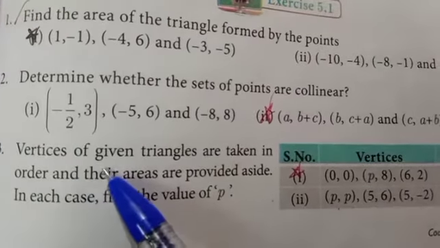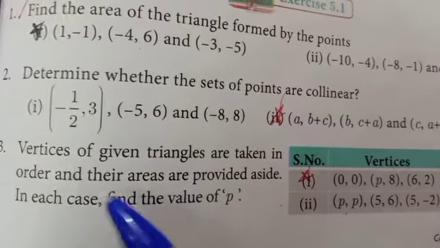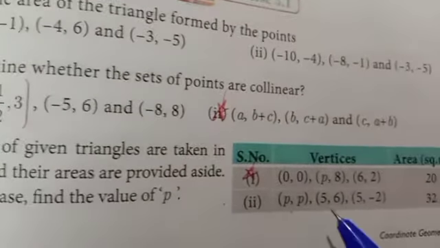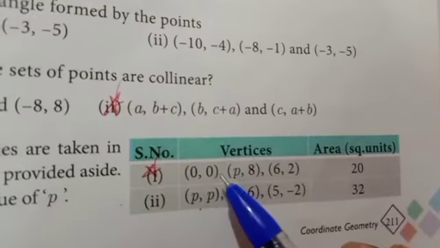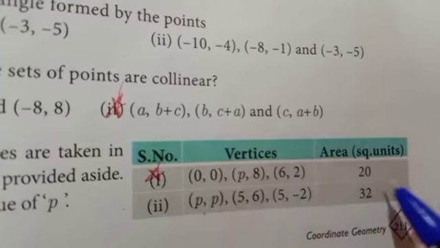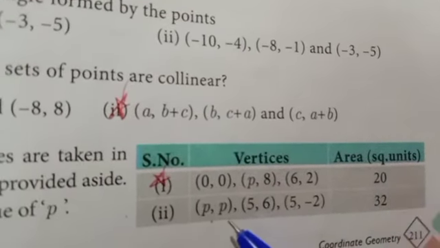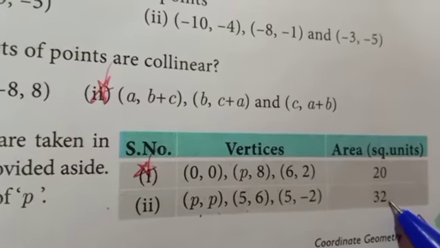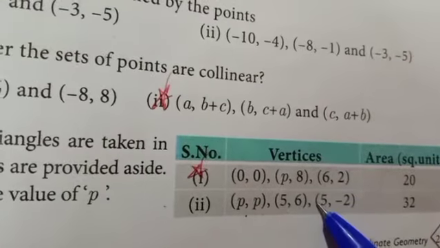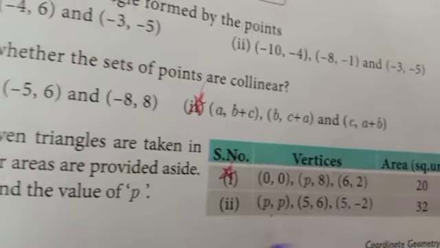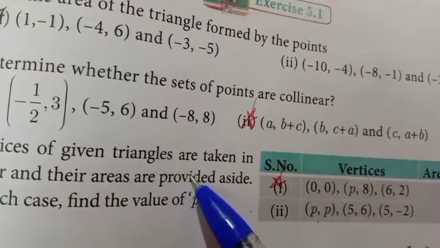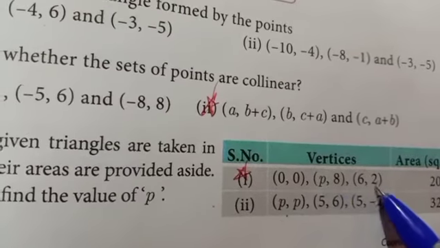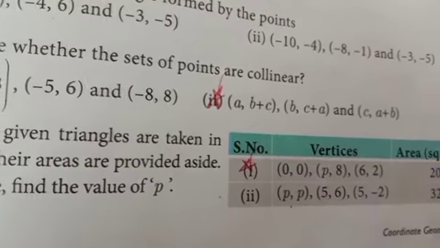Listen students, third question. Vertices of given triangles are taken in order and their areas are provided in each case. Find the value of p. First problem: vertices 0, 0, p, 8, 6, 2, area 20 square units. Second problem: p, p, 5, 6, 5, minus 2, area 32 square units. For this problem also there is no need to draw the graph because it is already given that the vertices are taken in order: first point is A, then B, then C.